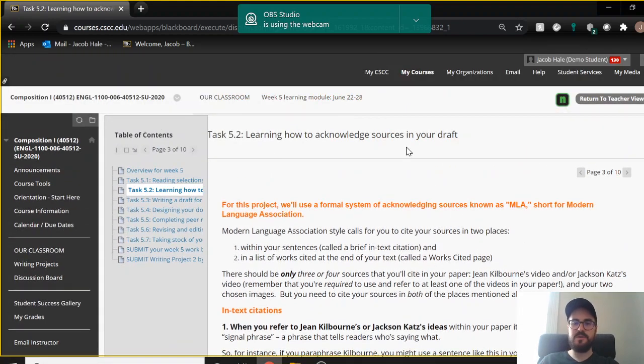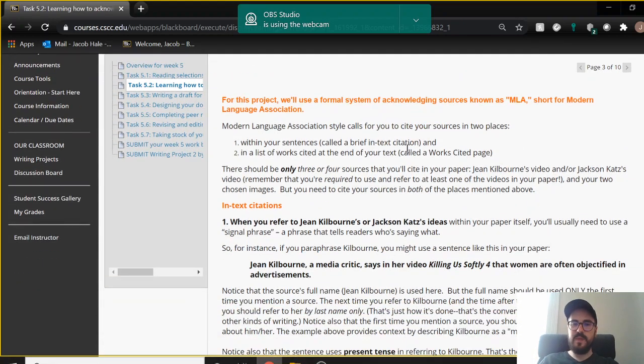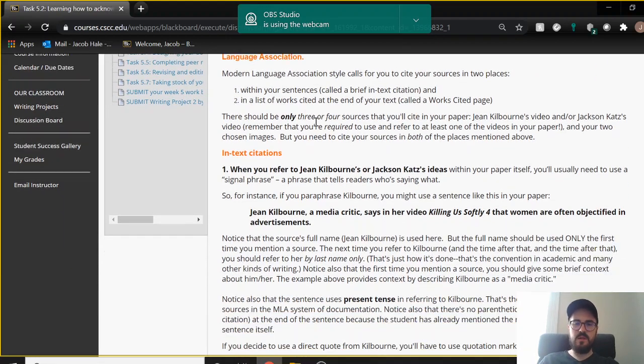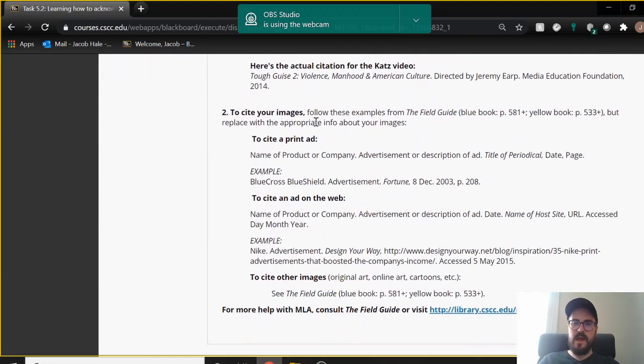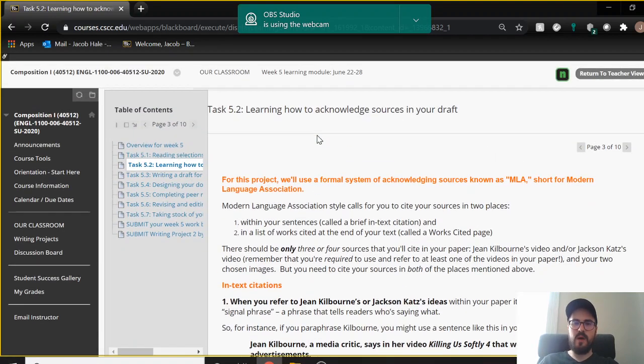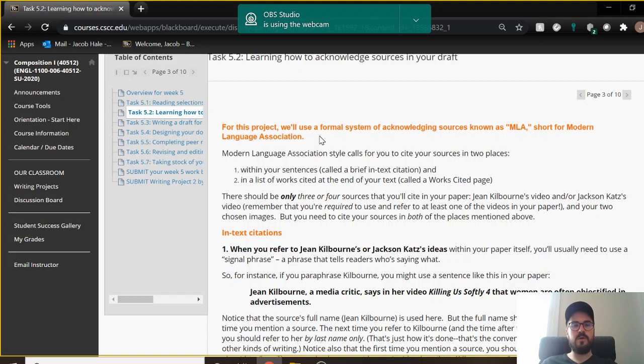Now, task 5.2 here, I'm going to spend a little bit more time on this than I normally would because there's a lot of information here. And I'm guessing that there's probably a good number of you who haven't done MLA citations before, or maybe it's been a very long time. So I am going to dwell here for a little bit before we move on to some of the other tasks.